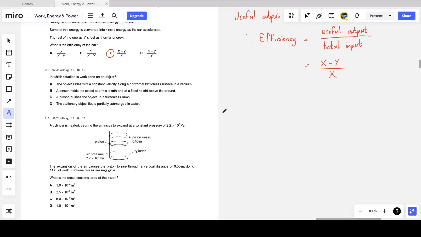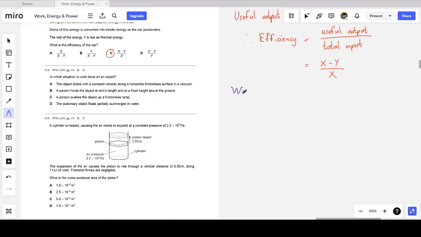The next question is 515. It's from summer 2020, question paper 1, variant 2, and it's question 15 from the paper. Now they ask us here, in which situation is work done on an object? An object slides with constant velocity along a frictionless surface in a vacuum. A person holds the object at arm's length at a fixed height above the ground. A person pushes the object up a frictionless ramp. A stationary object floats partially submerged in water.